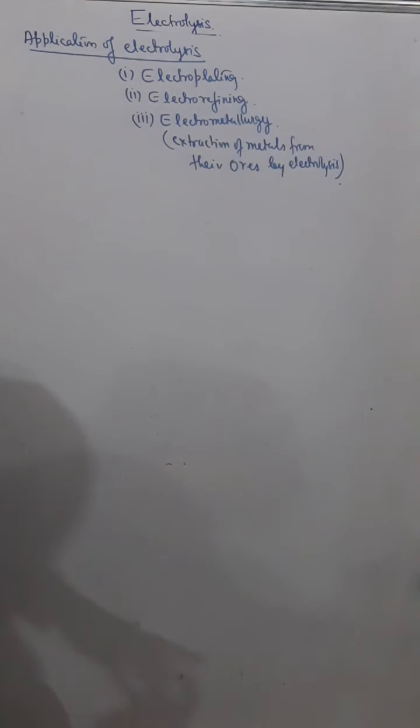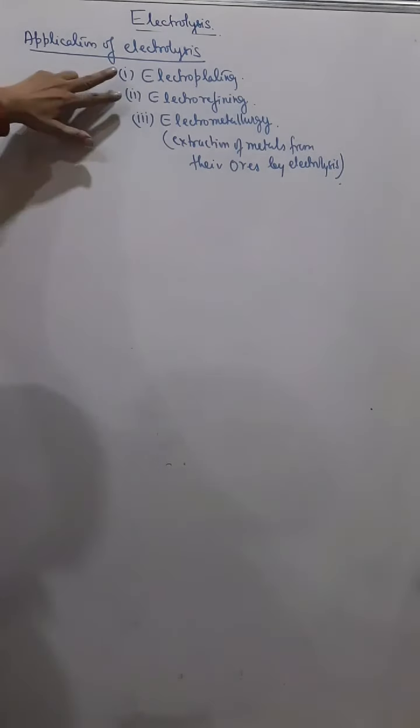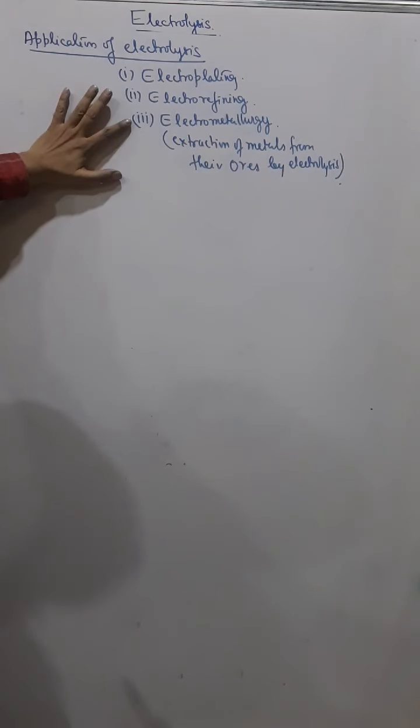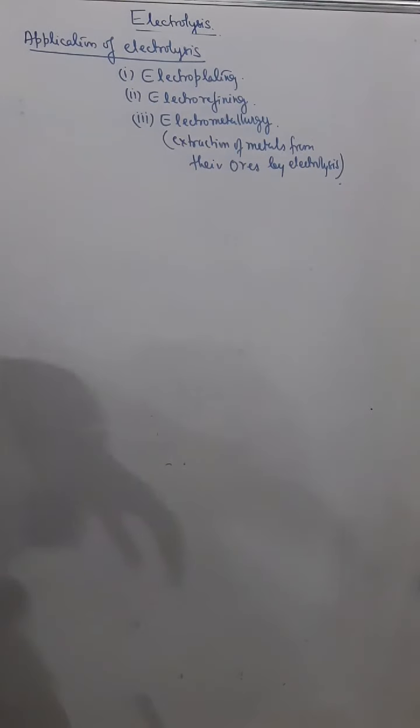Electrorefining means purifying impure metals. If metals are impure, we can purify them by the process of electrolysis, and that is called electrorefining of metals. And the third is electrometallurgy. Electrometallurgy means extraction of metals from their ores by the process of electrolysis. Okay, now we'll discuss these two processes. This last process will not be discussed in this chapter. It will be discussed in the extraction of aluminium chapter in metallurgy. You have metallurgy in your syllabus, so we'll study that later.